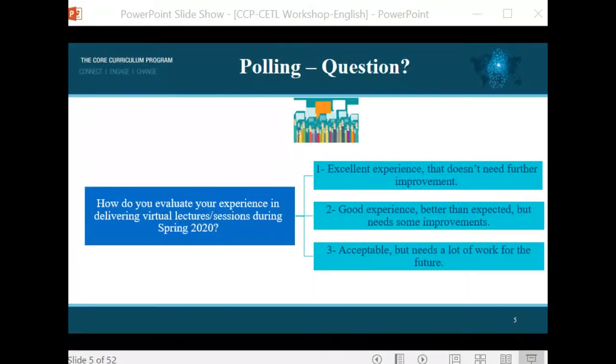So let me do the polling. 1, 2, or 3. Can you answer on the polling, please? Thank you. I see that 2 is really winning. Great. Most of the answers are 2. Waiting for other answers. There are some 3. You are very modest.